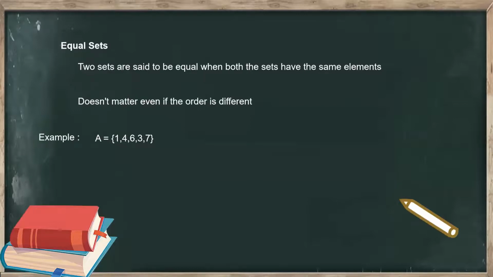Now look at this example. I have a set A: 1, 4, 6, 3, 7. I have a set B: 7, 6, 3, 4, 1. Does it look the same? At first sight, no. But look carefully. Every element in this set is also there in this set. See? 1, 4, 6, 3, 7. Therefore, these are equal sets.